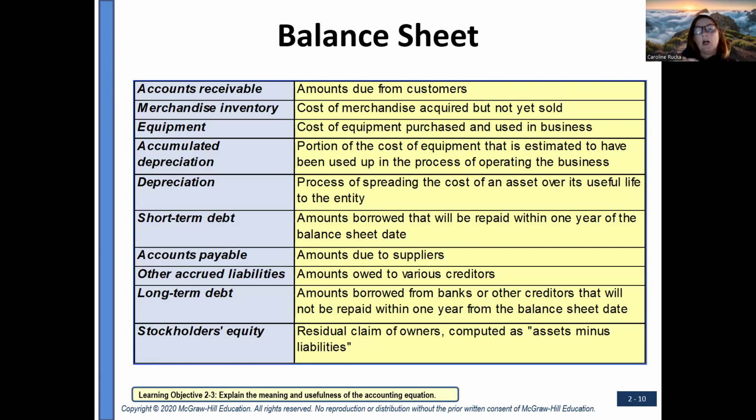Short-term debt is anything that we've borrowed that will be paid back within 1 year. And then accounts payable is what we owe our suppliers. And then we have other accrued liabilities. Here they talk about creditors, but that can also be payroll that hasn't been paid out yet.